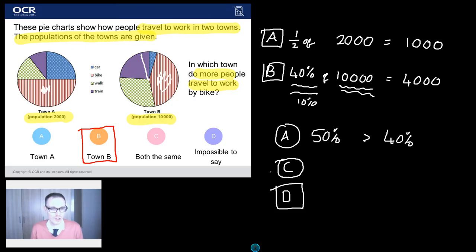So instead, I'll set you a little challenge. I'd just like you to work out roughly how many people travel to work by each of the different modes of transport in the two towns. That'll just get you a bit more comfortable with estimating degrees, working out percents and fractions and so on. And when you work them out, just add up the totals and see if they come close to 2,000 and 10,000. That'll be a good way of checking.